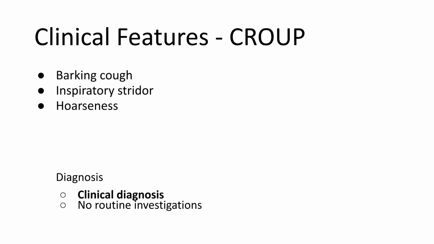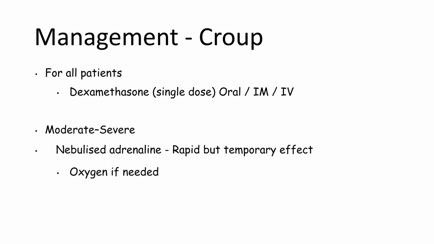Clinical features of croup include a barking cough, inspiratory stridor, and hoarseness. Diagnosis is primarily clinical, and no routine investigations are typically needed. Management for all croup patients includes a single dose of dexamethasone. For moderate to severe cases, nebulized adrenaline is used for its rapid but temporary effect. Oxygen should be administered if necessary.